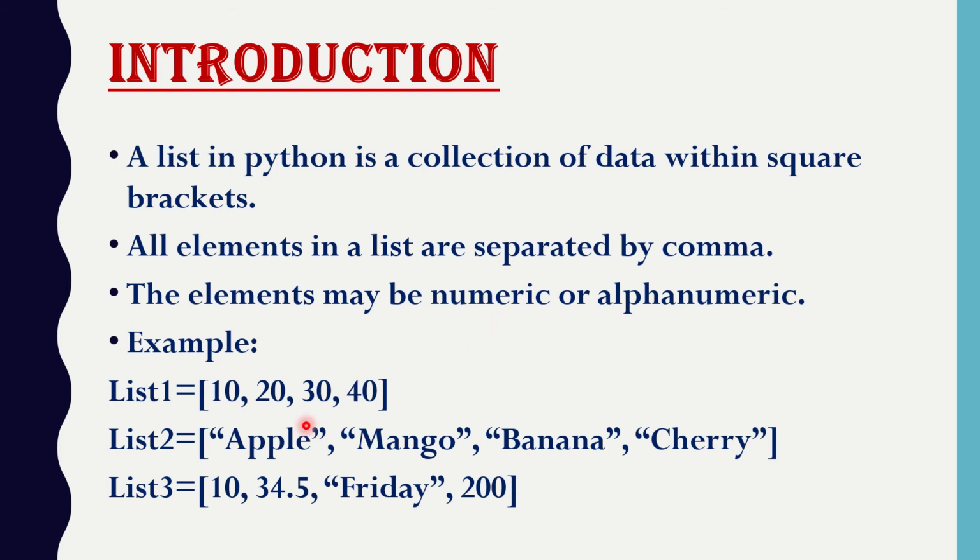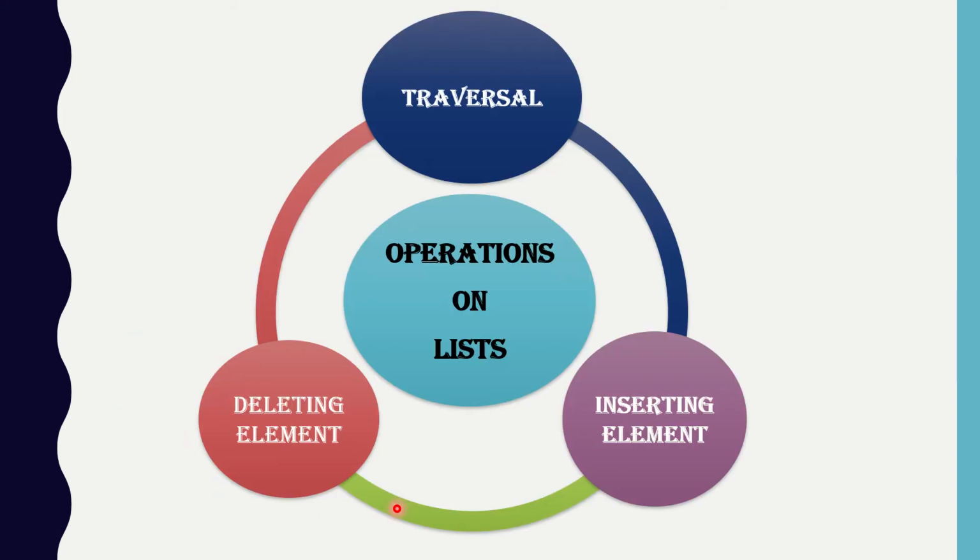So if you see in the examples here, list 1 is a list or collection of all integer values. List 2 is a collection of string values, and list 3 is mixed. It has integers, decimals and strings. All three are valid lists in Python.